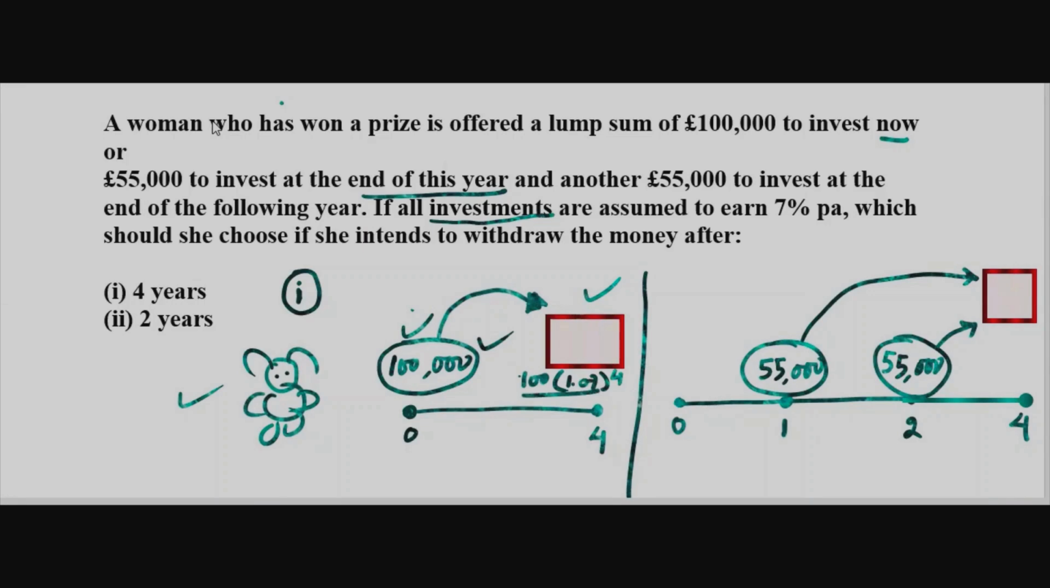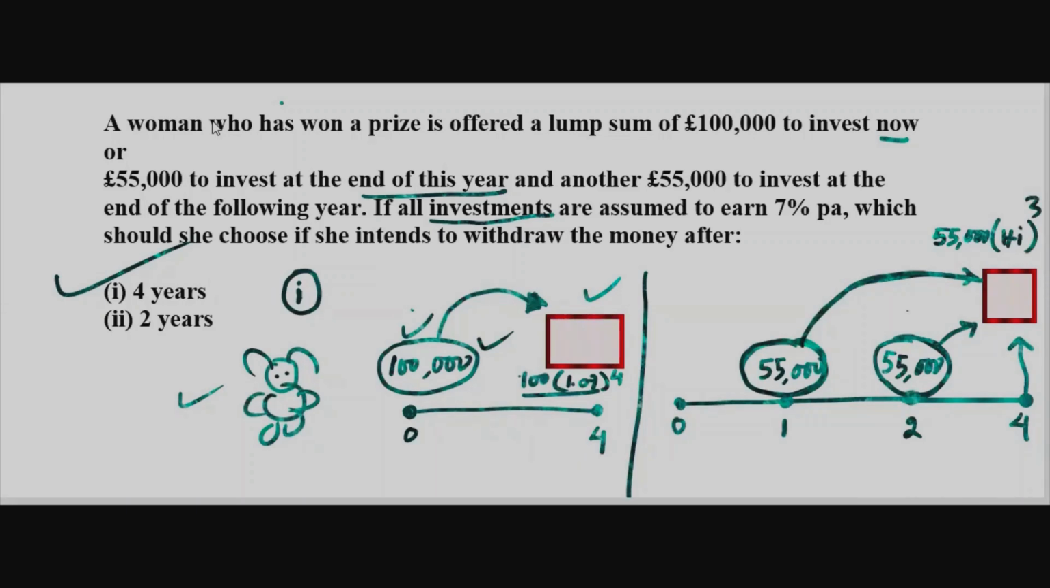And in the second case, they are saying we'll not give you anything now. We'll give you 55,000 at the end of this year, which means at the start of the second year. We always write 1, remember? And after another year, 55,000. So is this better or is this better, if you want to take the money after 4 years only? Invest this whenever you receive it, because you don't need it now. You need it only after 4 years. So you invest for 3 years, from 1 to 4. So this will grow to 55,000 times 1 plus i power 3, where i is 7%.